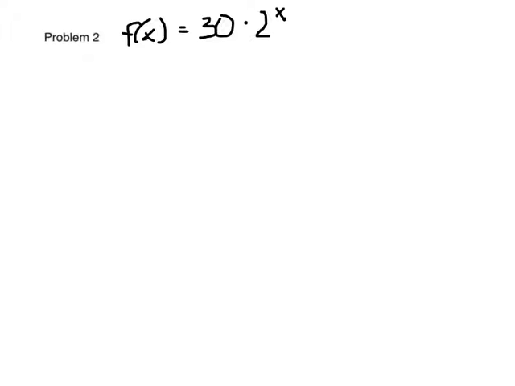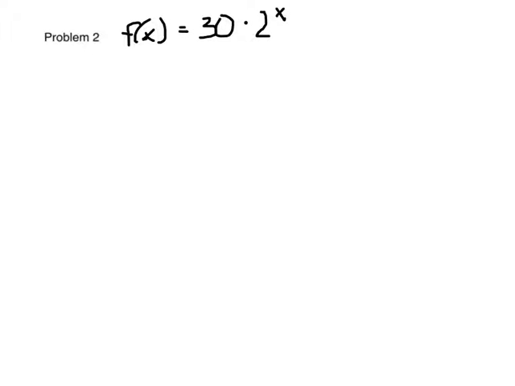Problem 2 gives us a formula, and whenever we're given a formula, we just have to think about what we know from our problem that we can plug into the formula. It says that x represents the number of weeks, and we want to know how many beetles there'll be after 56 days. So since x represents the number of weeks, we have to think about how many weeks there are if there are 56 days.